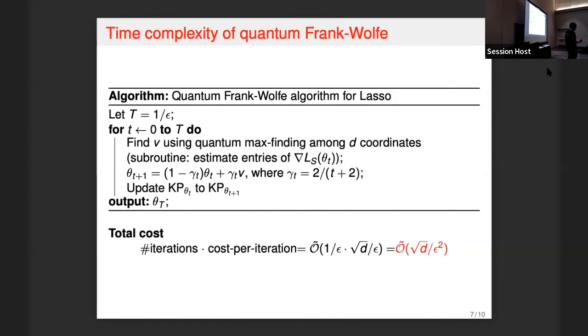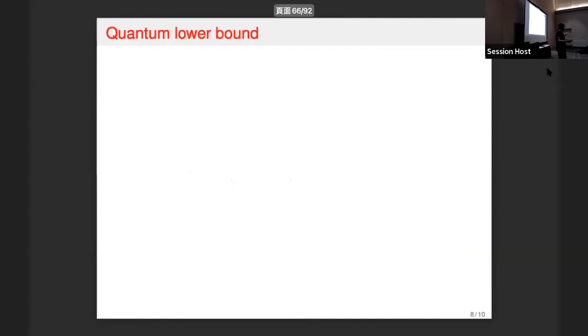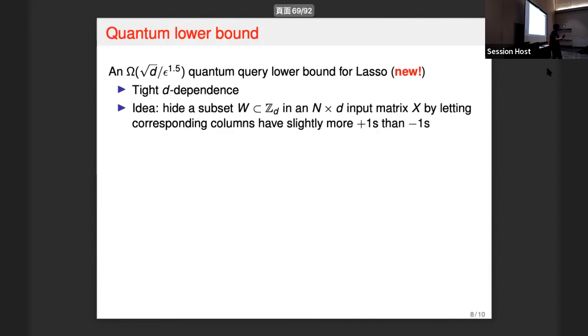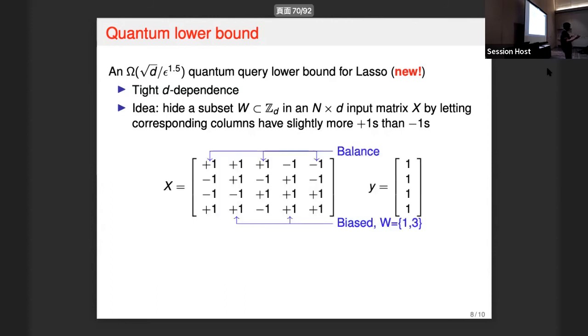Okay. And besides the upper bound, in our paper, we also provide a query lower bound. And actually it is square root of d over epsilon to the 1.5. And this is tight in d dependence. And our trick is to hide an index subset capital W inside the input matrix capital X. And here is an example of how we hide such a subset.